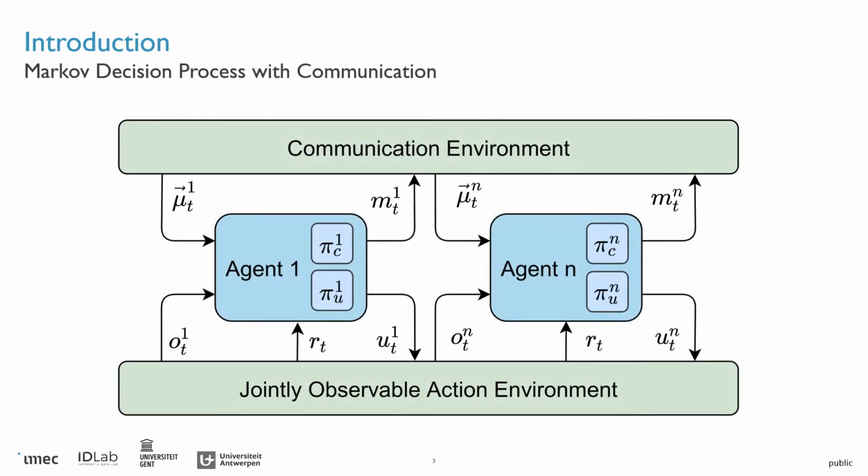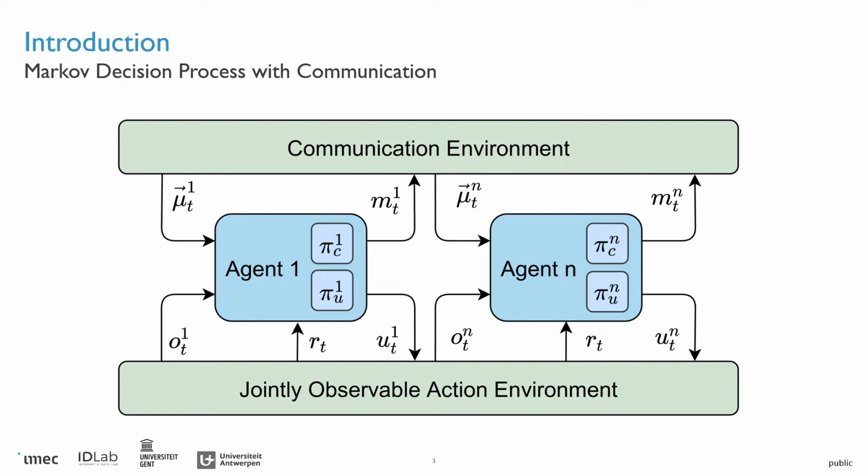This figure shows the Markov decision process with communication. In this figure, we see two environments. The bottom environment is the action environment, which is traditionally used for reinforcement learning. We can see that the agent receives an observation from this environment and can perform an action towards this environment. Based on the choice of action, the agent will receive a certain reward.